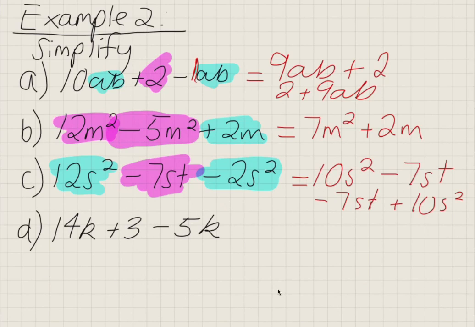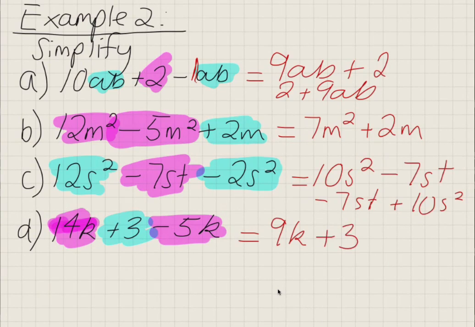Now for part D, looking at the like terms, we have 14k and minus 5k here. Those are like terms. And then the 3 is just by itself. That doesn't have any like terms to go with. So 14k minus 5k will give 9k. And then we're left with the plus 3 on the end. And once again, because they are both positive, this is the same as 3 plus 9k the other way around. That's fine.